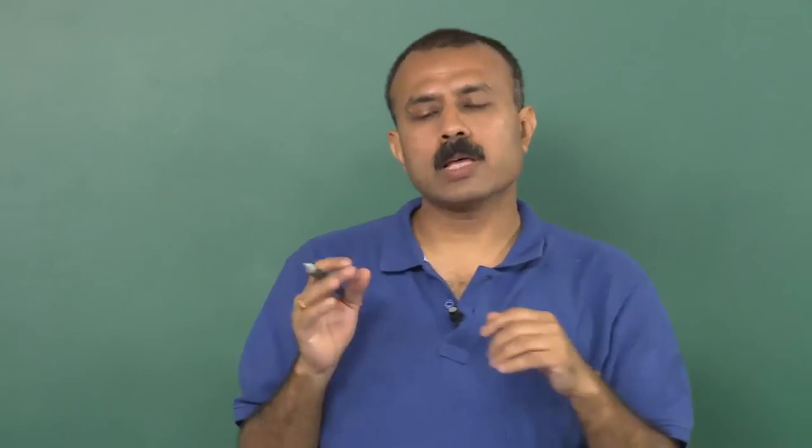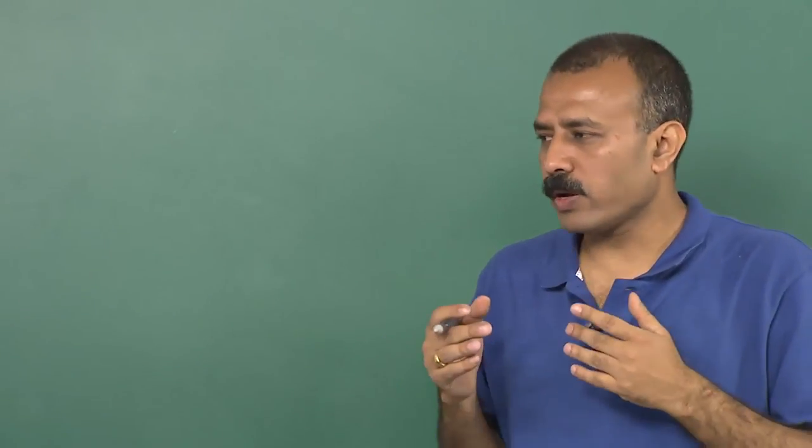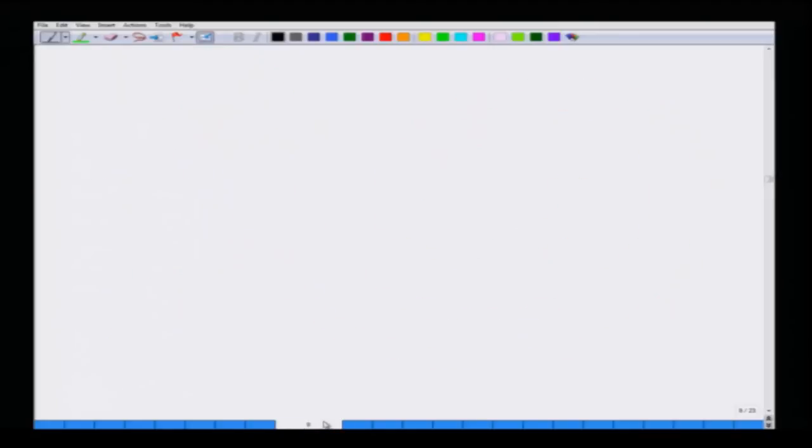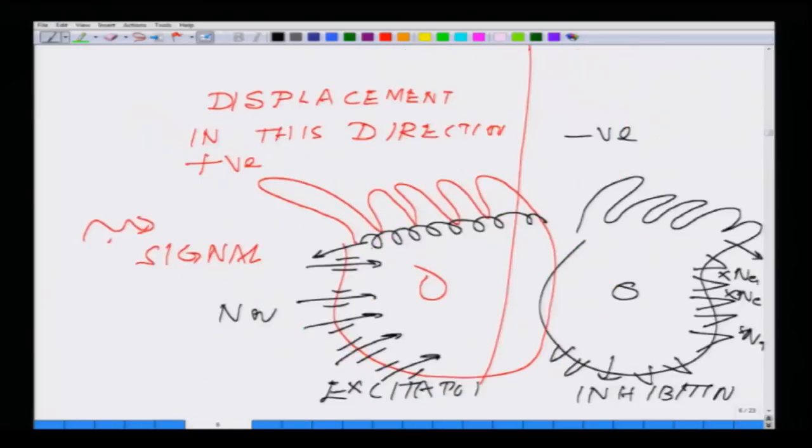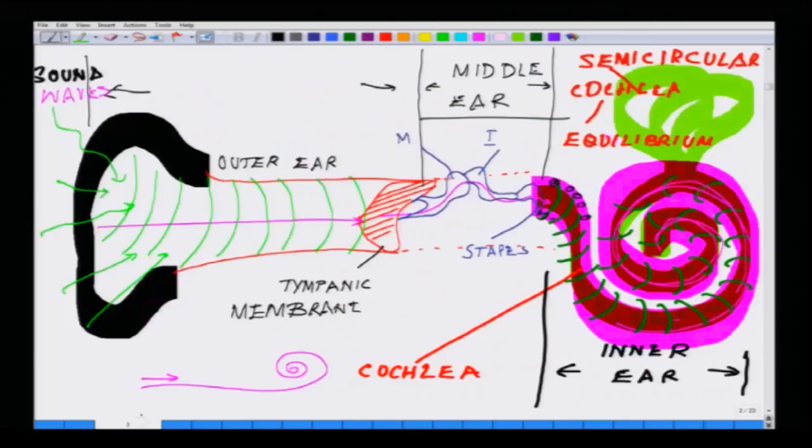Okay. So, this is how this whole architecture works, but there are a few other features which I wanted to add on top of this. One more thing I have to tell you, which is slightly off the track. Coming back to this structure, when I told you that it is involved in equilibrium out here, there is one more feature. Let me add that and then come back to the sound processing.